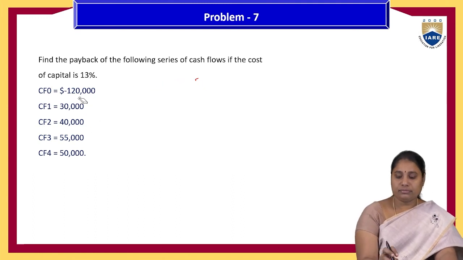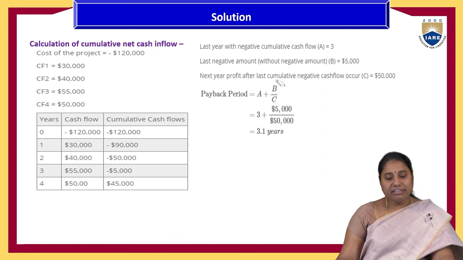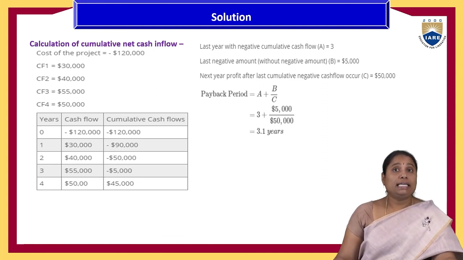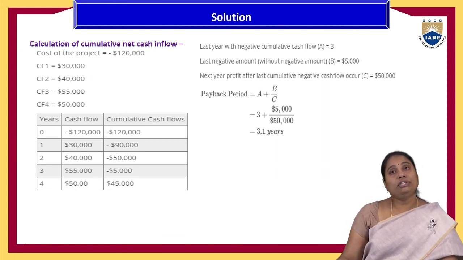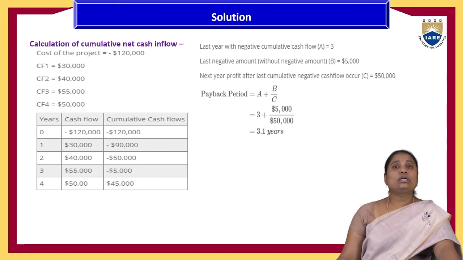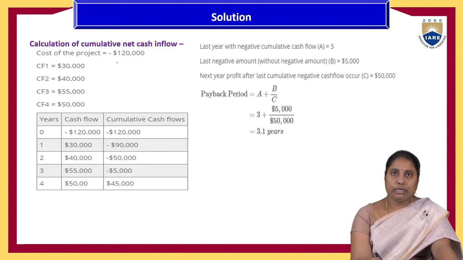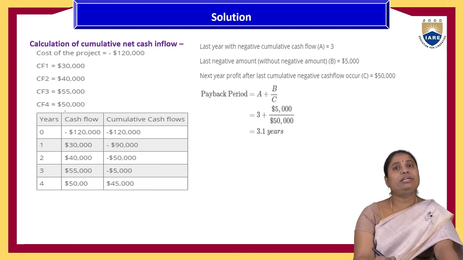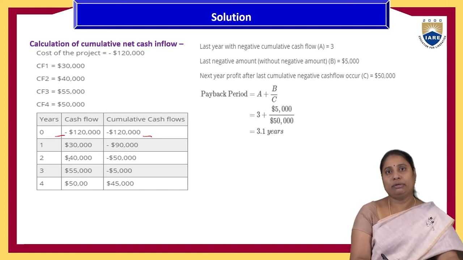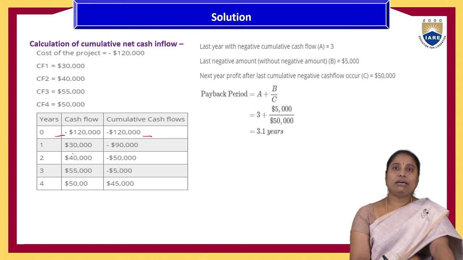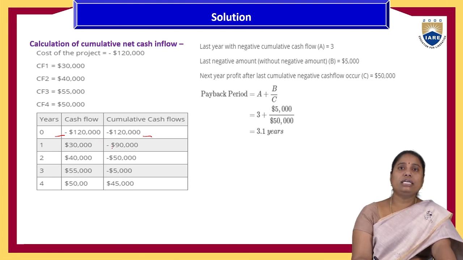By having this data, we need to calculate the payback period. So how do we calculate that? The cost of the project is 1,20,000 and the cash flows are given. Here the year 0 value is negative, and in the first year it is 30,000. This is another method I am going to explain. In the first year 30,000 is recovered, so how much do they still have to recover? 90,000.